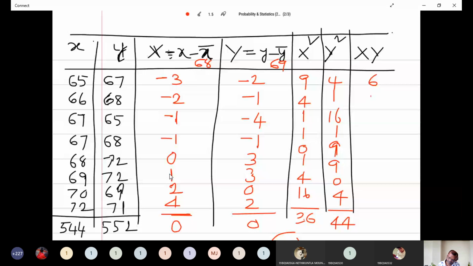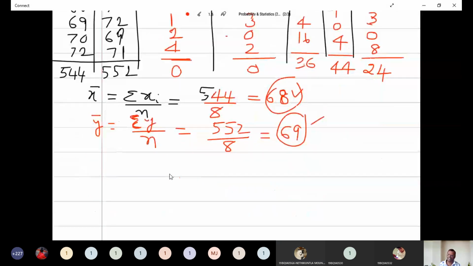1, then 0, then 3, then 0, 8. Add all these values. Summation XY is 24. Now we can find the regression coefficients, y on x and x on y.